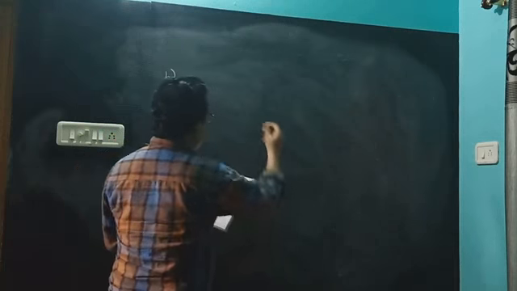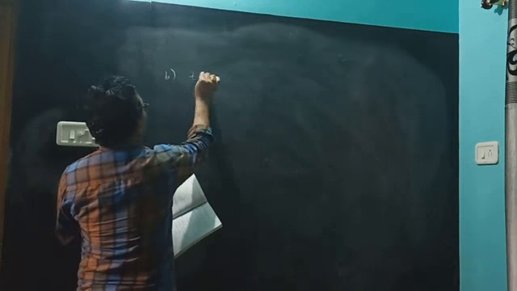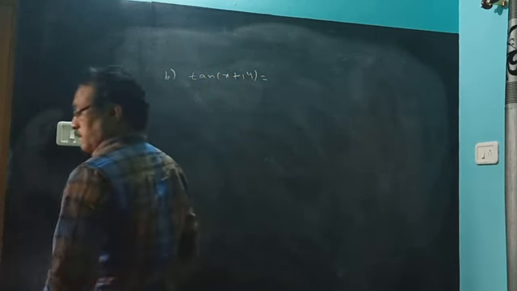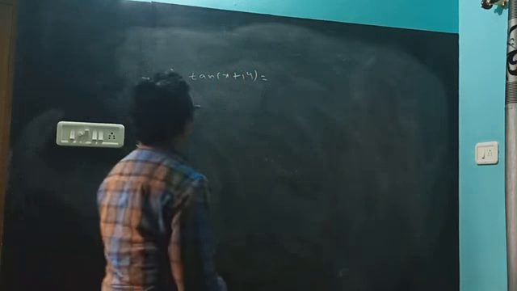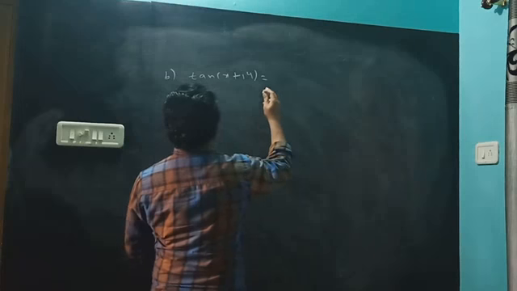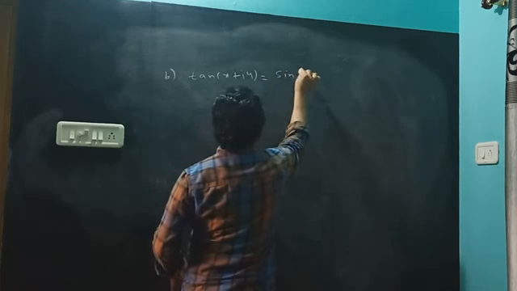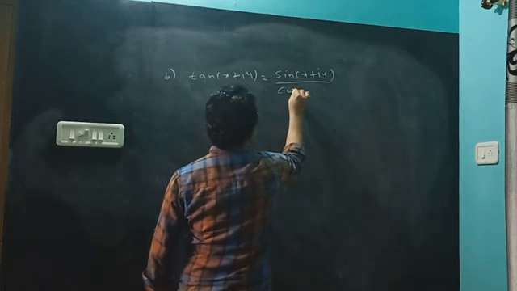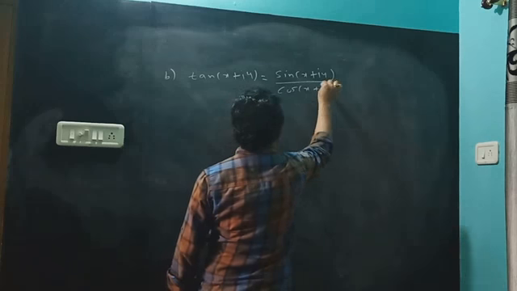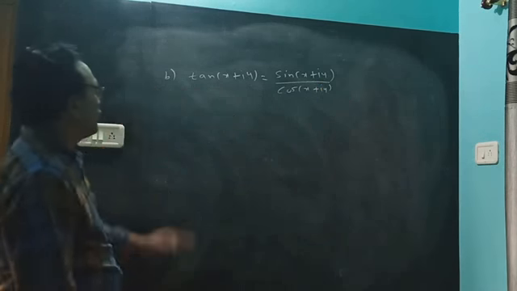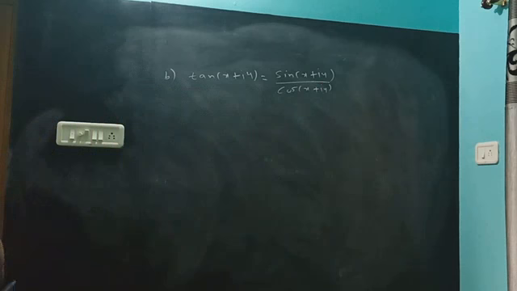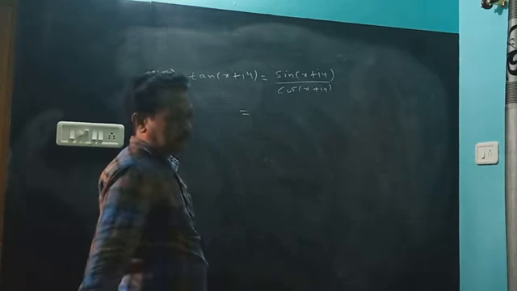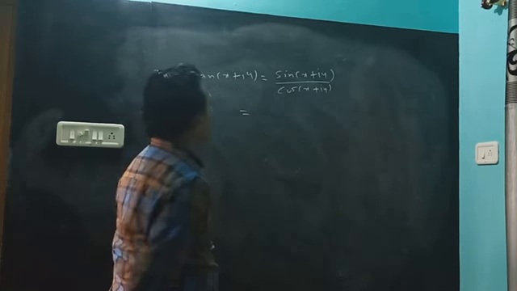So B part, tan of x plus iy. Tan means sin by cos, so sin of x plus iy divided by cos of x plus iy. So what? Real part and imaginary part separate. Simplify. Separate term, real term, imaginary term.